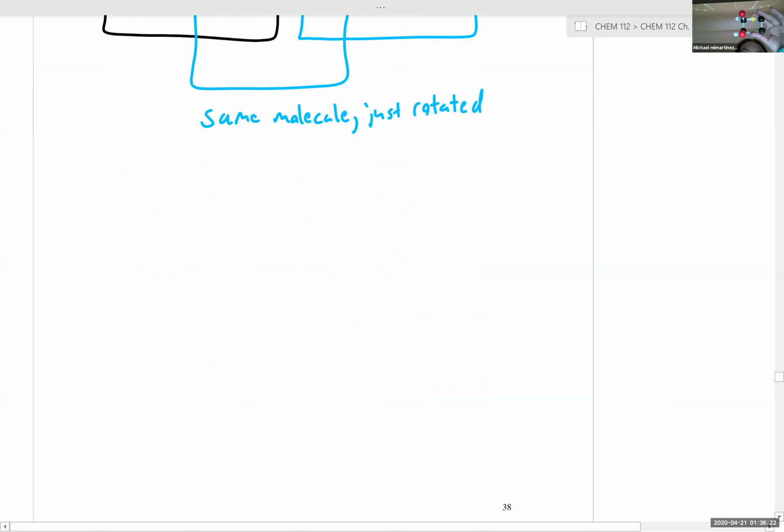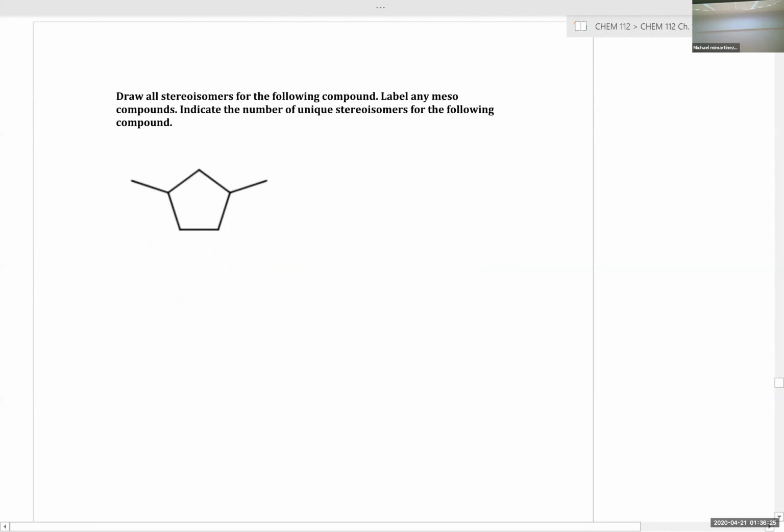Okay, so let's take a look. And with this idea in mind, I'd like you to apply this, and I'd like you to draw all the stereoisomers for the following compound. And I'd like you to label any meso compounds. And I'd like you to tell me how many unique stereoisomers we can possibly generate. So take a moment and remember that the plane of symmetry requires the substituents to have the same stereochemistry on both sides of the plane of symmetry. So take a few moments, work on drawing a few molecules, and then we'll come together to discuss in a few minutes.